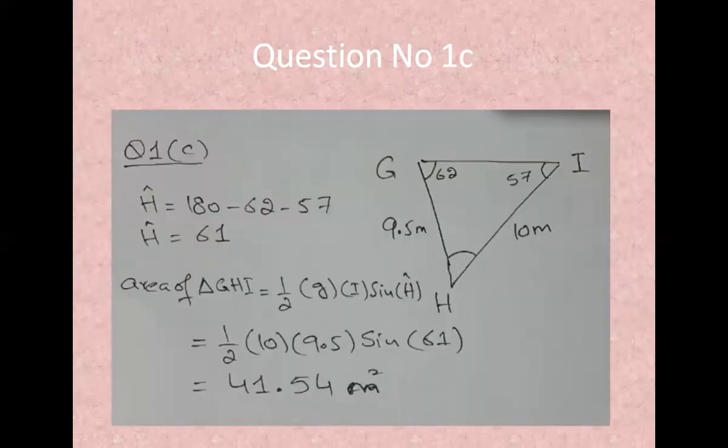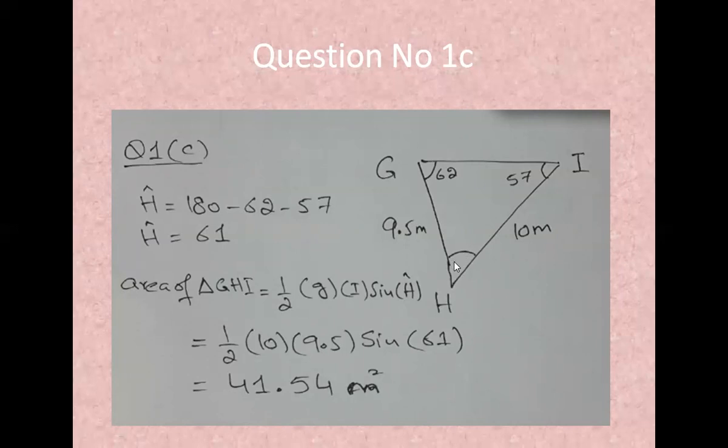Okay, so question number one, part C. Here you can see the diagram is given, a triangle is given, and the angle G is 62, the angle I is 57, one side GH is 9.5 meter, and the side HI is 10 meters. So we have to find out the area of this triangle, but first of all, I need to find out the angle between these two sides.